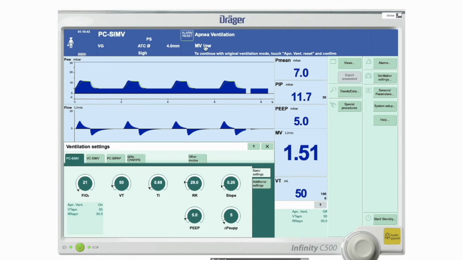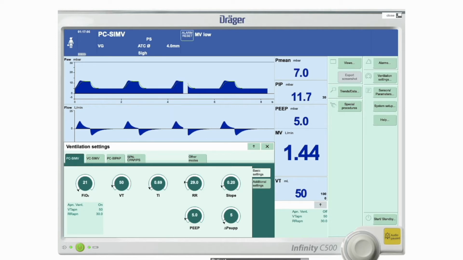Yep. So if it's continually yellow, it means it's in apnea ventilation and you haven't done anything about it. You need to do something. And now that I've solved the problem, the alarm has disappeared on its own. I could reset this alarm now and it would disappear. Right, so that's apnea ventilation for you, and that's how it works.